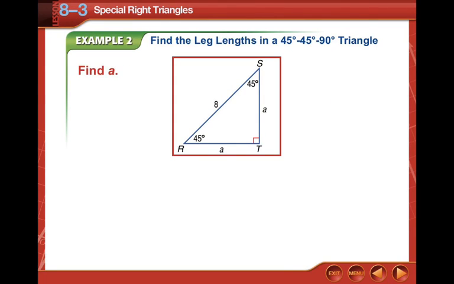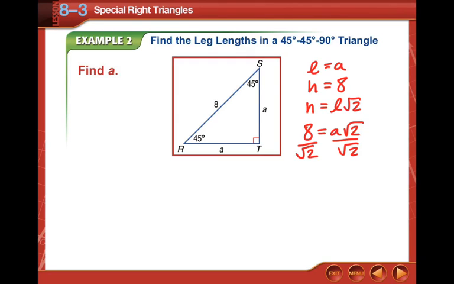Okay, here's a different one. Now we're looking for our legs, but we have our hypotenuse. So let's set up exactly what we've been doing. So we know that L is equal to a, H is equal to 8, H is also equal to L square root 2. So that means that H is equal to a square root 2. So we need to divide by the square root of 2. Cancels on the right.